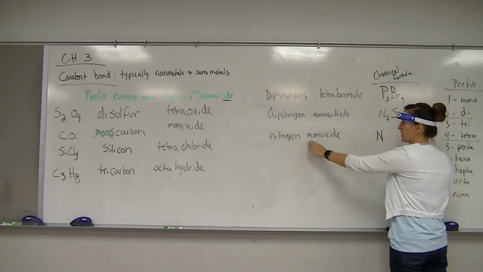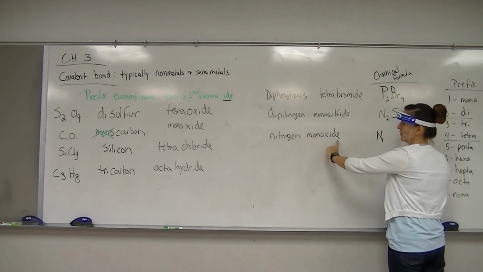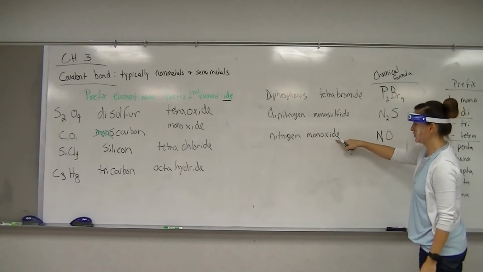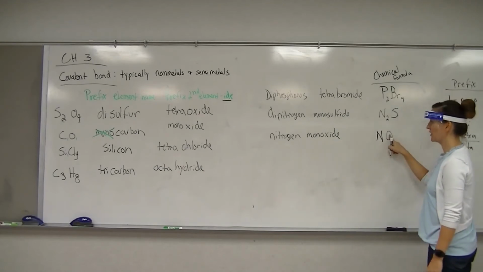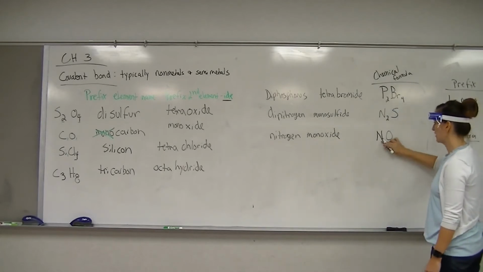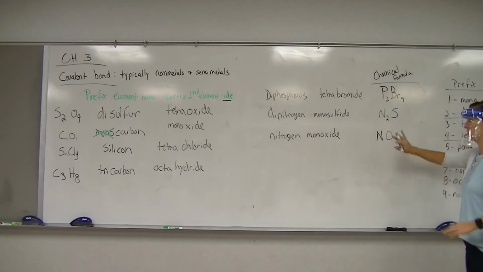Now the second element present would have a mono on it if there's only one. So monoxide is actually the IDE version of oxygen. So that's how I know the symbol's O. And then the mono part tells me there's just one. And I'm not going to write the number 1, it's just NO.